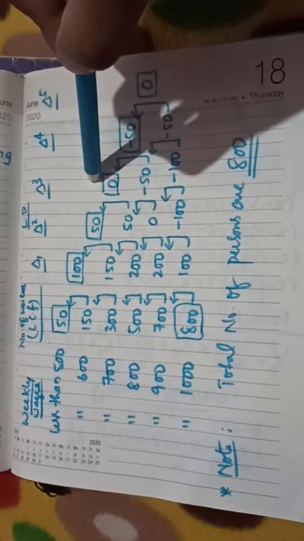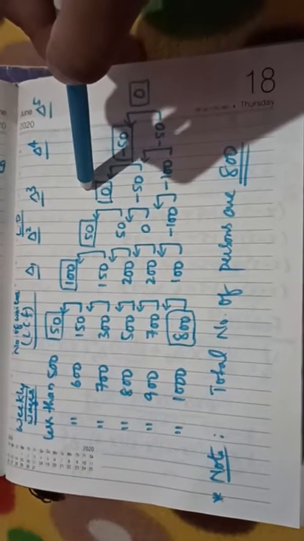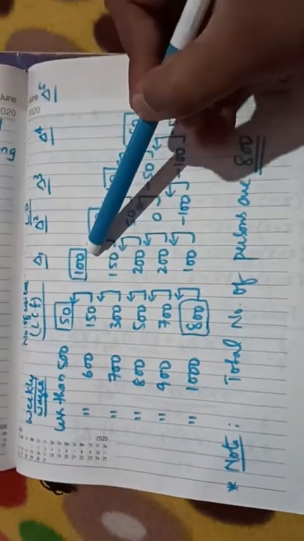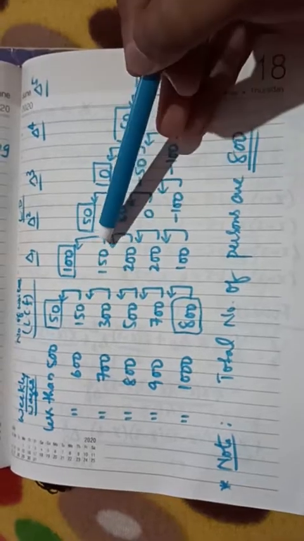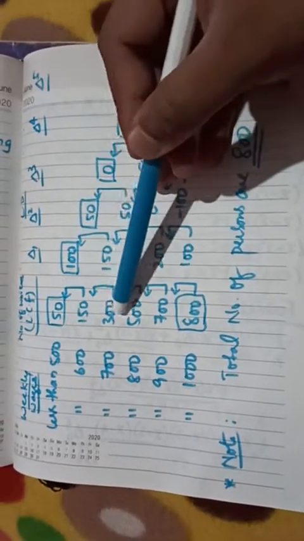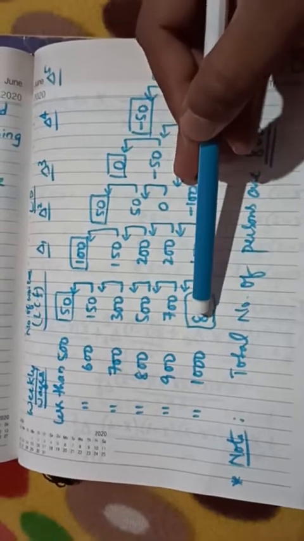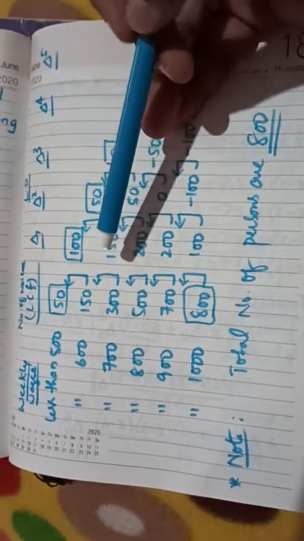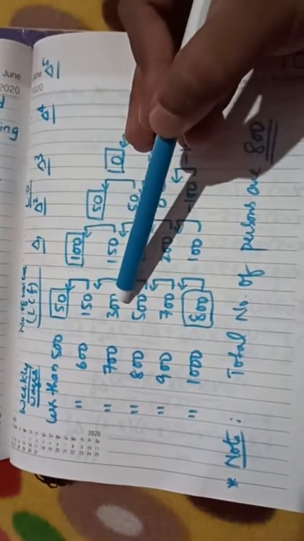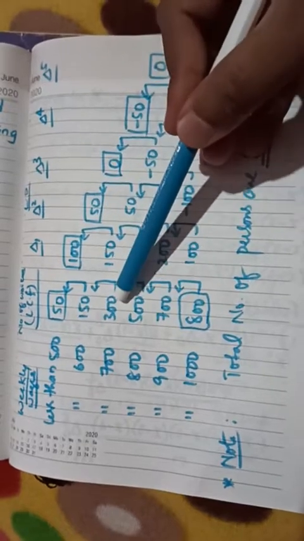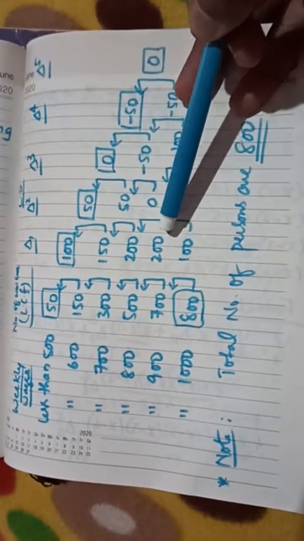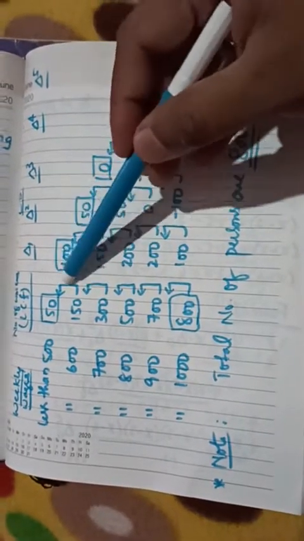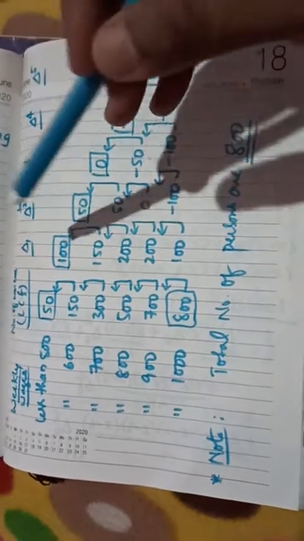Now you all know the leading difference concept. First, delta 1: 150 minus 50 becomes 100. 300 minus 150, 150. You know that 2 minus 1, 3 minus 2, 4 minus 3, 5 minus 4, 6 minus 5. This way the forward leading differences should be calculated. So 150 minus 50, 100. 300 minus 150, 150. 500 minus 300, 200. 700 minus 500, 200. 800 minus 700, 100. This is delta 1, the first leading difference.